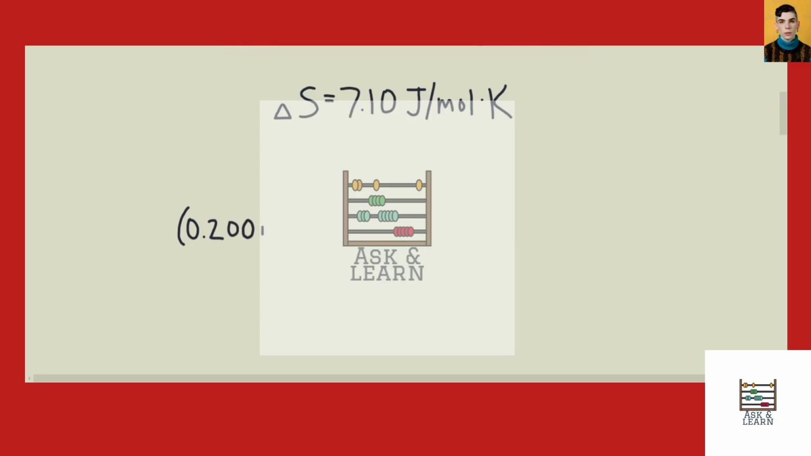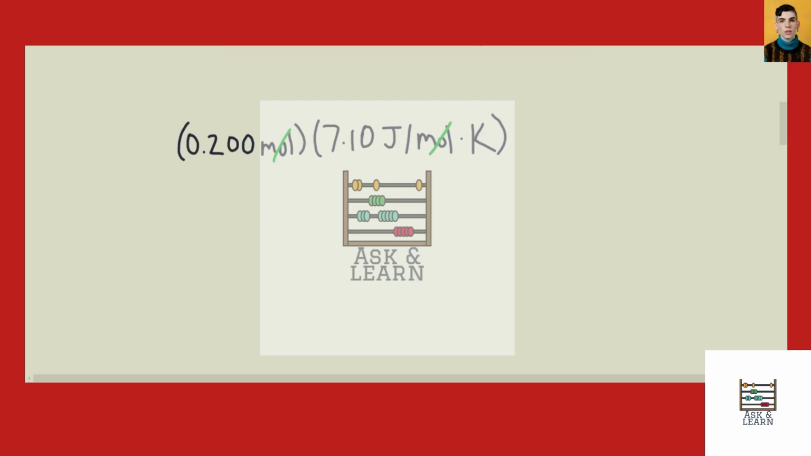So that's 0.200 moles times 7.10 joules per mole times Kelvin. So the units of moles cancel out, and we're left with total change in entropy units of joules per Kelvin. We get a final answer of delta S equals 1.4 joules per Kelvin.